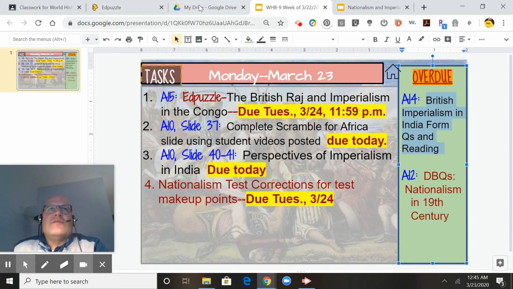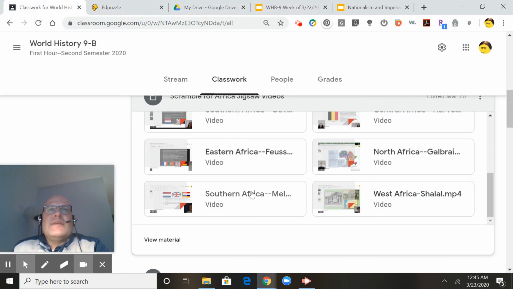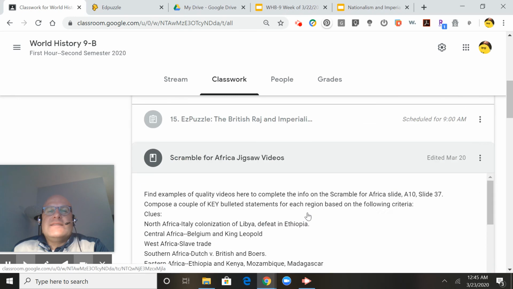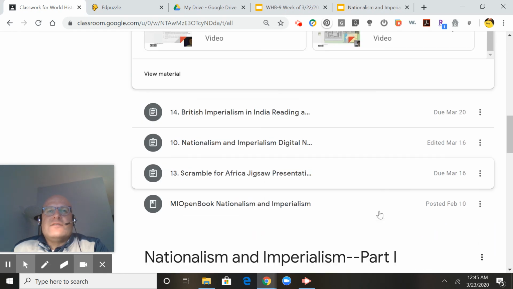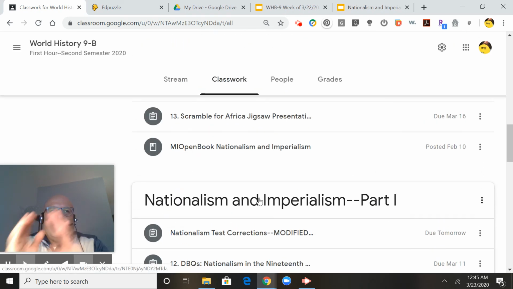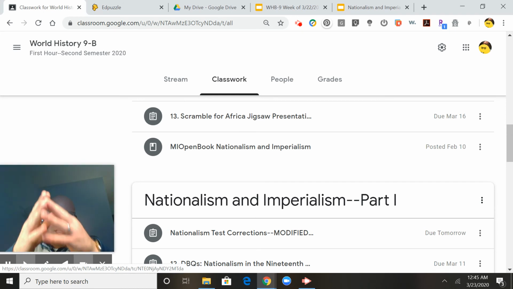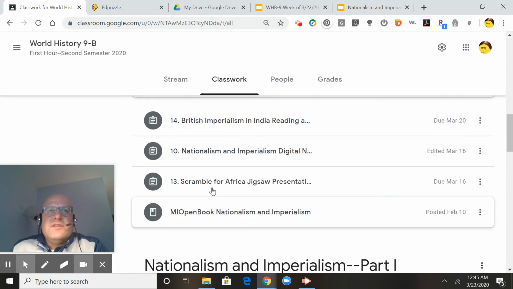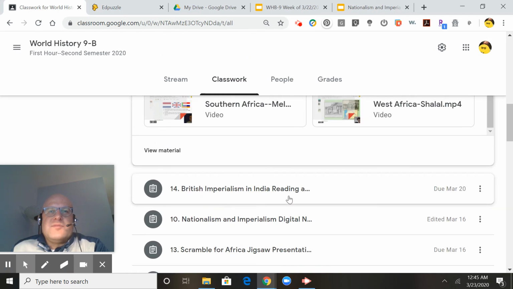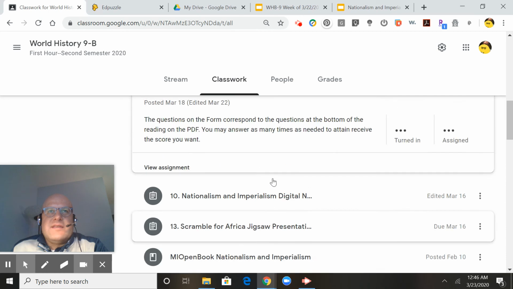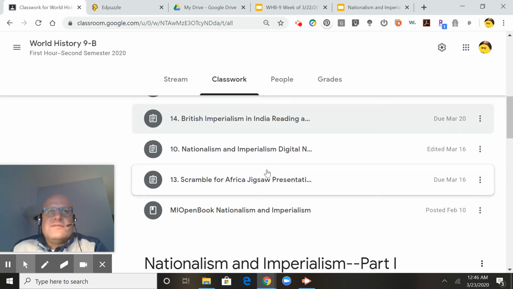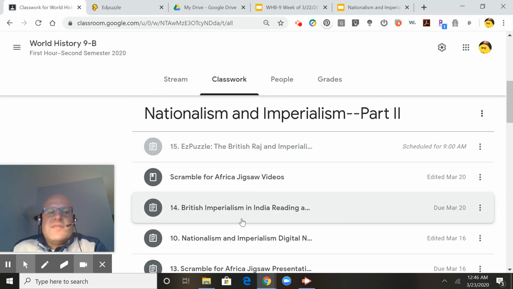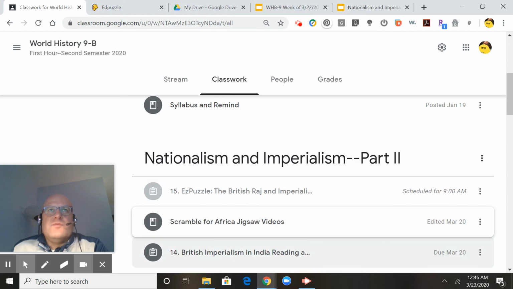I did change that because of the way that I erased the nationalism test corrections actually being an assignment, and told you that it was just a bonus with test points, potential up to 4 test points. I did erase that as a number, so I renumbered a little bit, and I made the British imperialism reading thing number 14. And you can answer that as many times as you want.